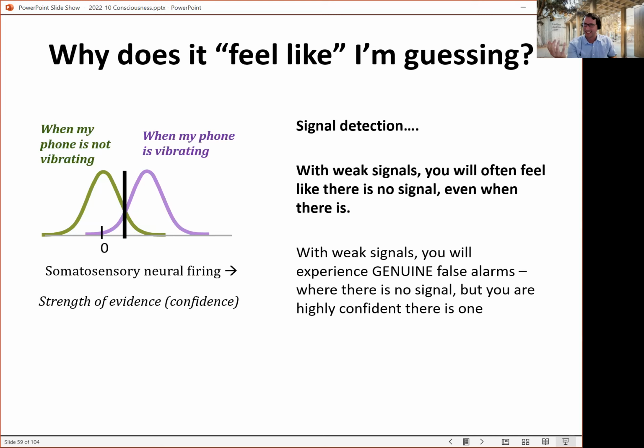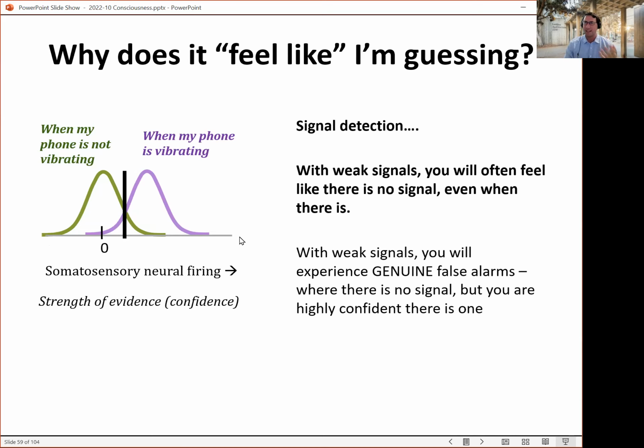Pretend someone asked me a question: but it feels like I'm guessing. Which is always the first question. How do we account for that? Well, the standard signal detection view is that, unbeknownst to your conscious self, there is some continuous signal in your brain.